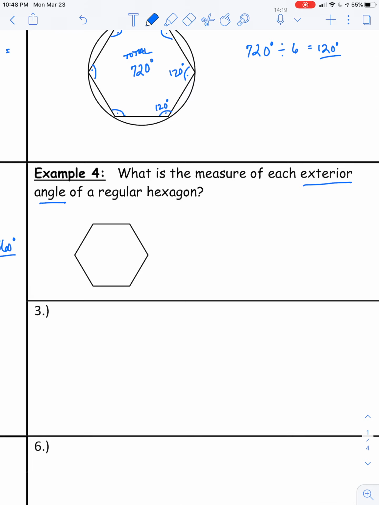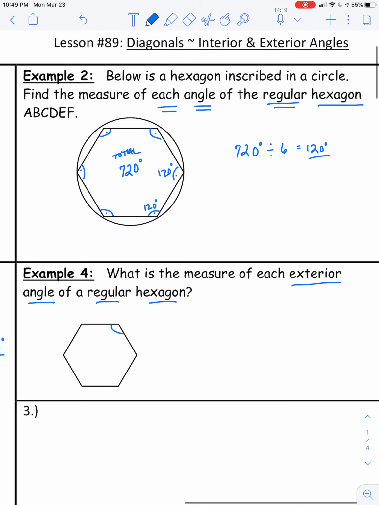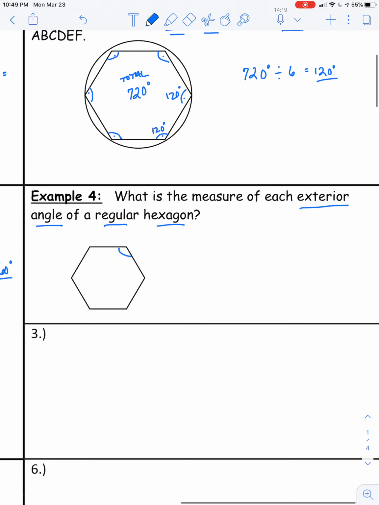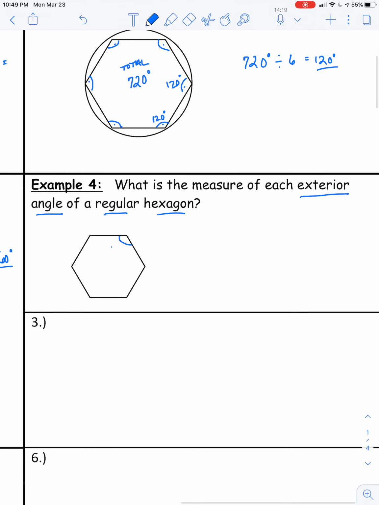Exterior angles are actually on the outside of our polygon. Well, how can that be, you may wonder? So first of all, I'm going to draw some things here. We said that each one of these is a regular hexagon, and we've already established up in example 2 that each angle's measure on the inside of a regular hexagon is 120 degrees. Okay, each one of those.